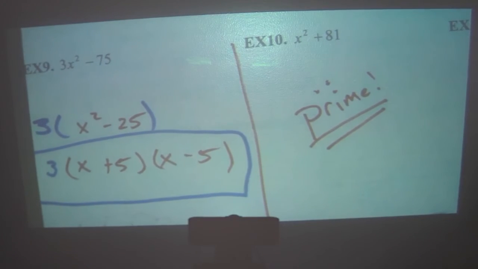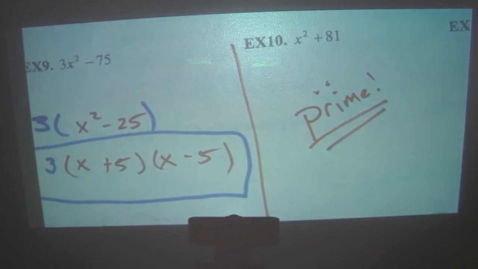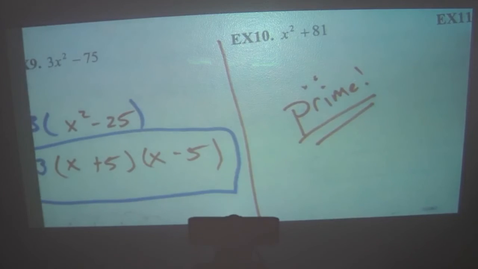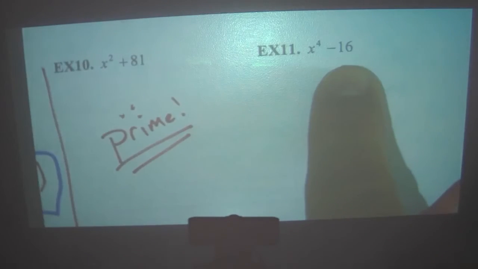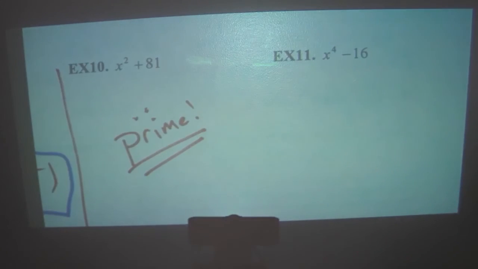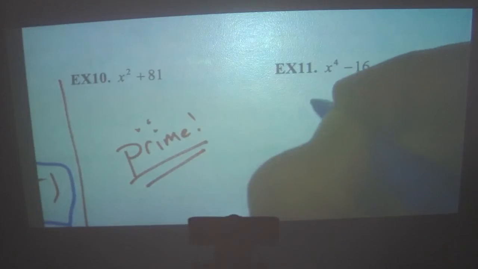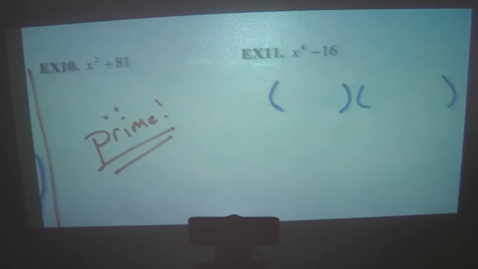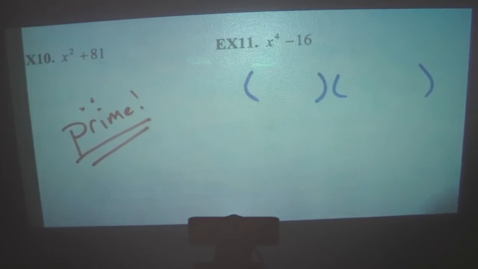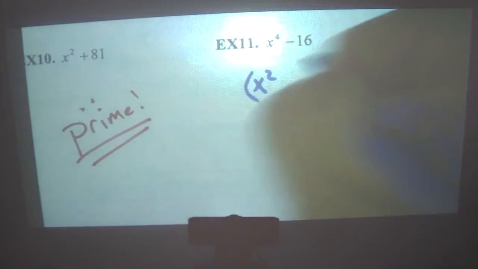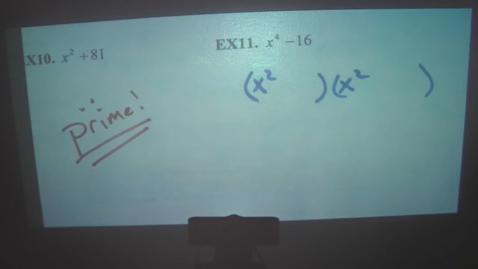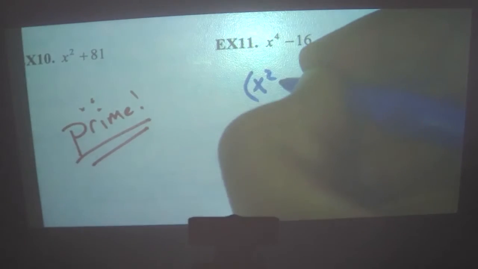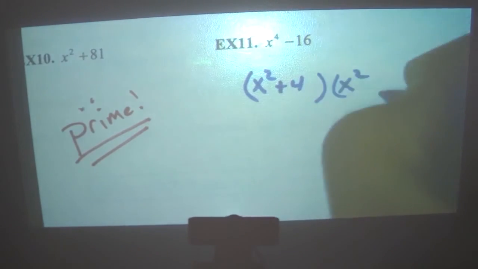All right, so these are kind of things that you should be aware of. And then to make it harder, they might give you something like this. So I've got x to the 4th minus 16. I've got 2 terms, so I always say, oh, that's probably a difference of squares. X to the 4th is x squared and x squared. And then factors of -16, plus 4, minus 4.